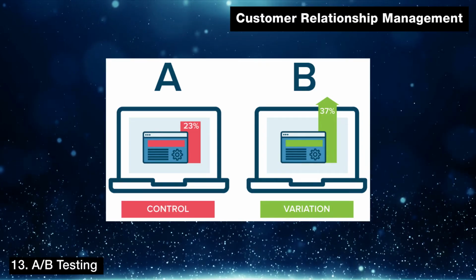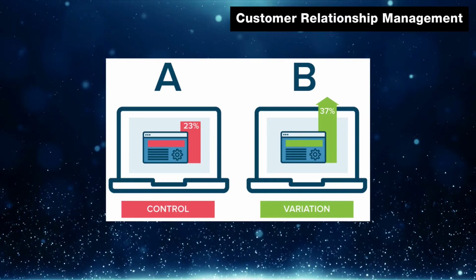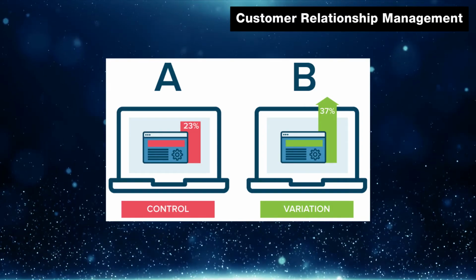Number 13, A/B testing. This is the process of comparing two versions of a web page, email, or other marketing asset, and measuring the difference in performance. Conducting A/B tests can greatly maximize the return on investment from marketing campaigns, product launches, and so forth. They can also help companies understand the preferences of customers at a deeper level.